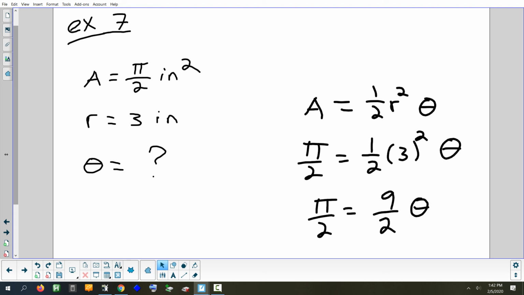Now, this is the same thing we've seen a few times. You've got a fraction, and you want to move both of the numbers to the other side. So what do you do on both sides? Yep, multiply by the reciprocal, which is how much here?